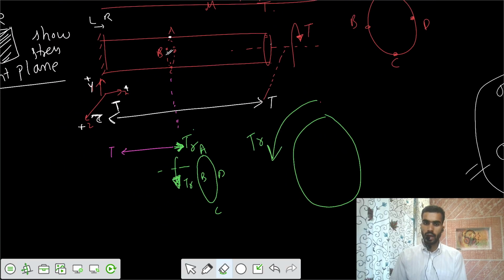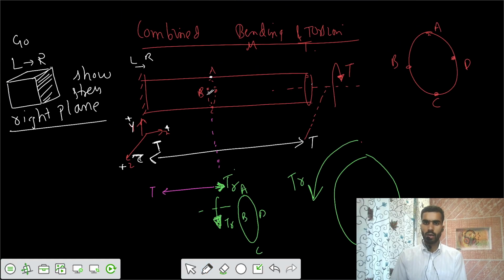Actually the arrow is opposite here. Do you see this arrow? Where is it pointing? It's pointing clockwise about the polar axis, isn't it? It's clockwise about the polar axis. So actually there was some error here.